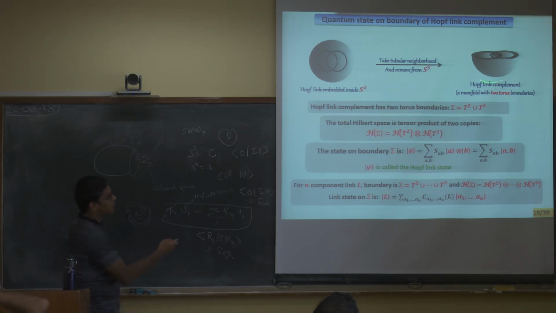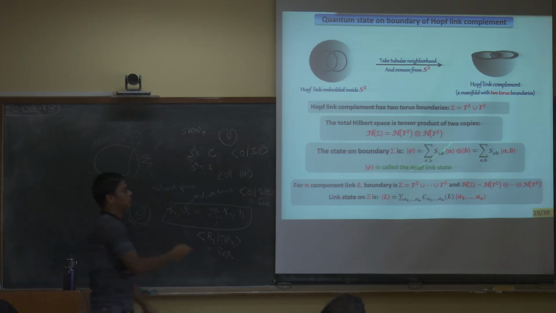And the total Hilbert space in this case will be simply the tensor product of the Hilbert spaces of each torus. The quantum state on this boundary, which consists of two tori, can be written as some coefficients times the product of two bases. Using a similar exercise, you can put Wilson lines and glue them back. You will find that these coefficients are exactly the Hopf-link invariants.